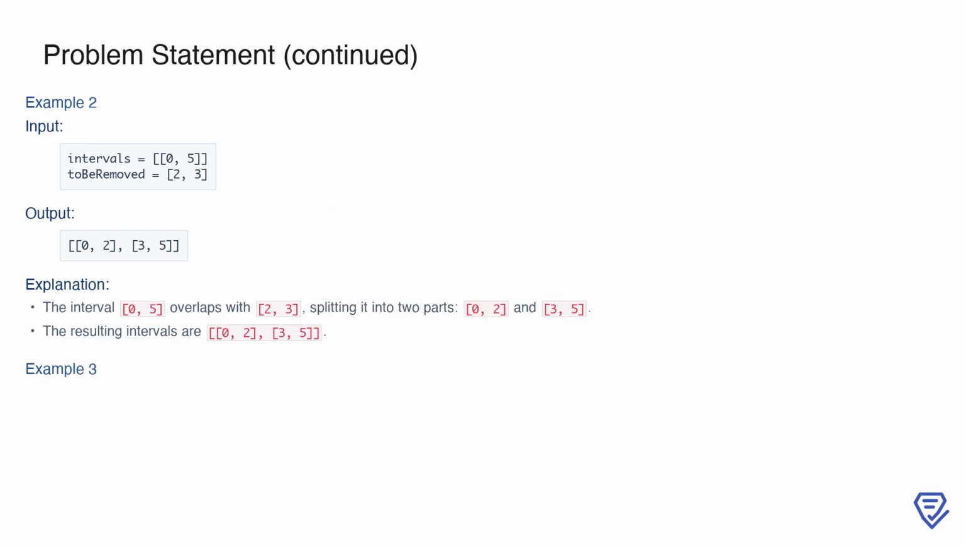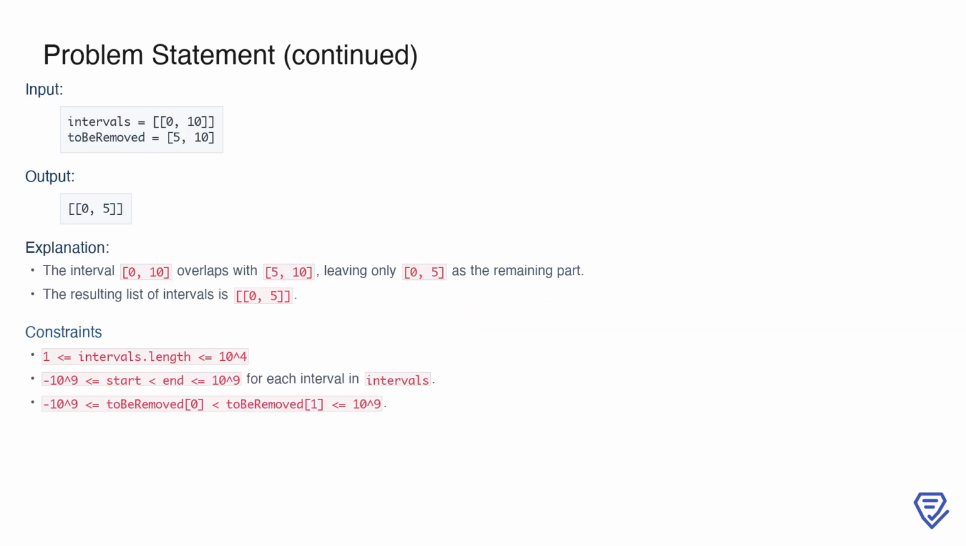Now consider another example where the input interval is [0,5], and the interval to be removed is [2,3]. In this case, the output is [0,2], [3,5]. Here, the interval [0,5] overlaps with [2,3], but since the overlap is in the middle, the interval splits into two parts, [0,2] and [3,5]. These two resulting intervals are non-overlapping and sorted, so the output list becomes [0,2], [3,5].